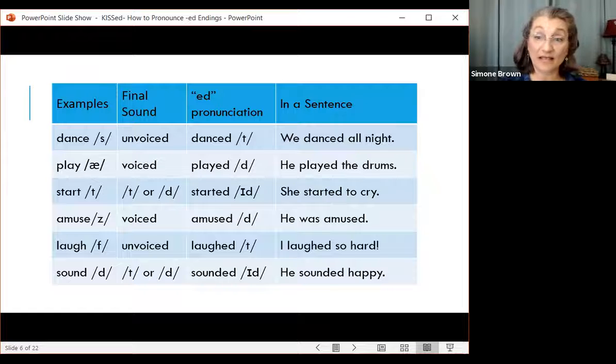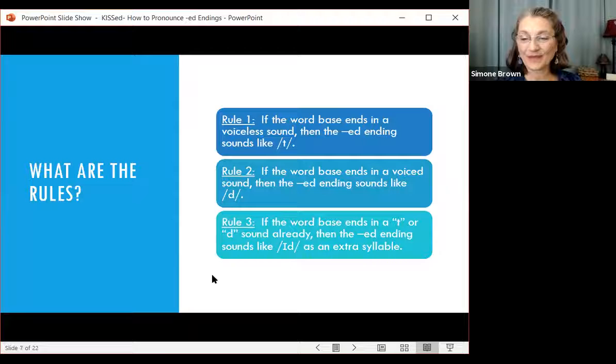Here's how you don't say it though. You don't say danced with an extra syllable, no, danced. Played, no, played. Started, yes, two syllables. Amused, no, amused. Laughed, no, laughed. Sounded, yes, two syllables there. Okay? So, if the word base ends in a T or a D sound already, then the ed ending sounds like id, like that extra syllable.